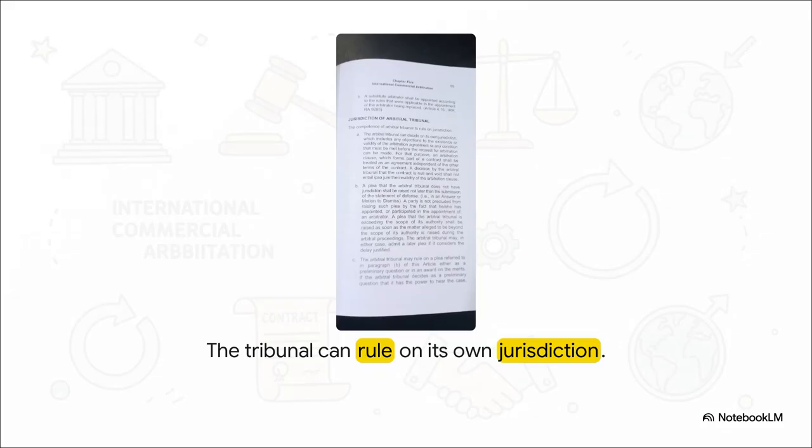This is a super fascinating legal concept. The arbitral tribunal has the unique competence to rule on its own jurisdiction. Think about that for a second. This means they get to decide if they even have the right to hear the case in the first place. Furthermore, an arbitration clause is treated as an agreement that is completely independent of the other terms of the contract.